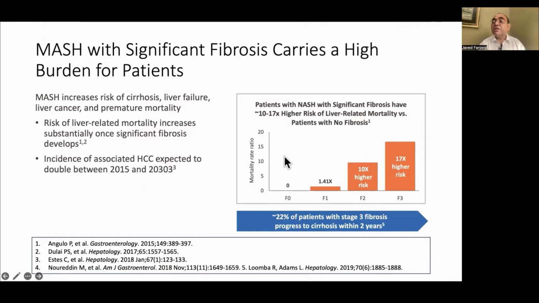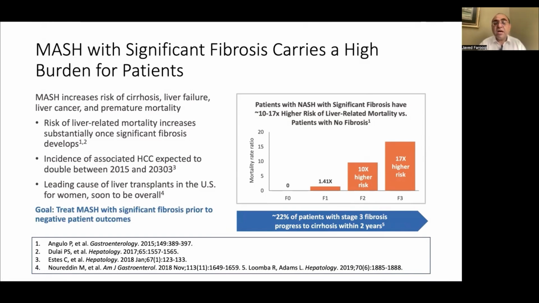This is the progression from F0 to F1. And when the patient comes to F2, then there is a very exponential increase, with the patient entering into F3. It's going to be a leading cause of liver transplants in the United States for women soon. So this is the data from the US. The goal should be to treat MASH with significant fibrosis prior to negative patient outcomes. So before the patient reaches F4, becomes cirrhotic, and then the subsequent complications of cirrhosis, including HCC. So to block that progression, we need an effective therapy.